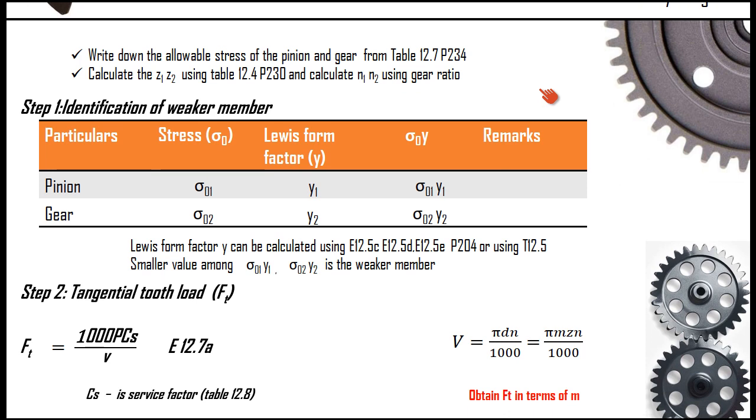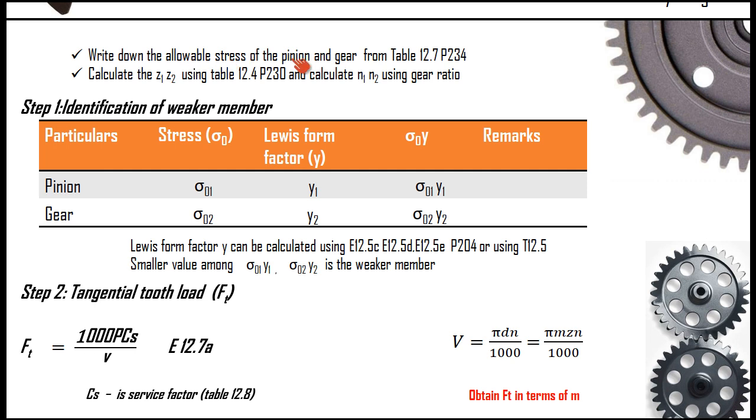Before we start to design, we have to list down all the parameters or the working conditions of the gear. Among the parameters, the allowable stress for the pinion and gear is very important. Sometimes in the question they can give you the allowable stress value of the pinion and gear. Sometimes they will specify the materials. Sometimes they will not state anything regarding the material or the allowable stress.